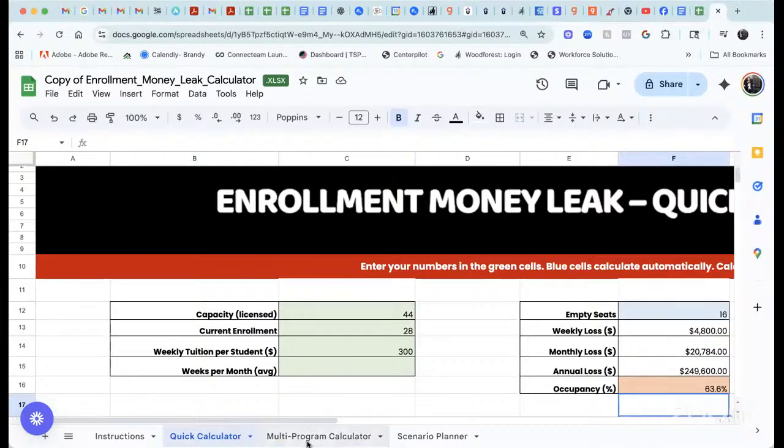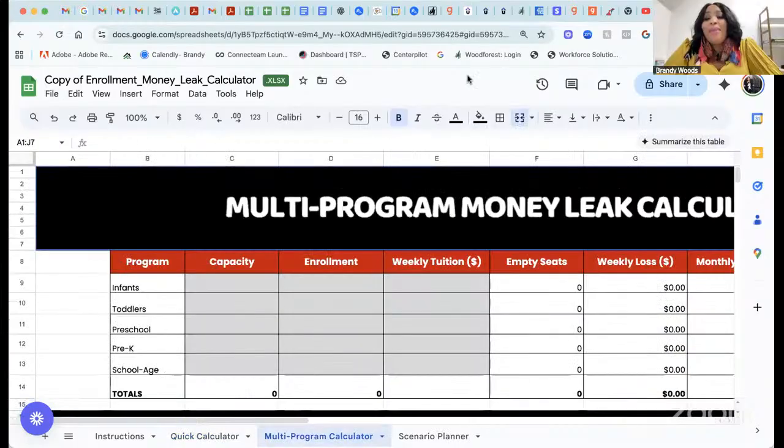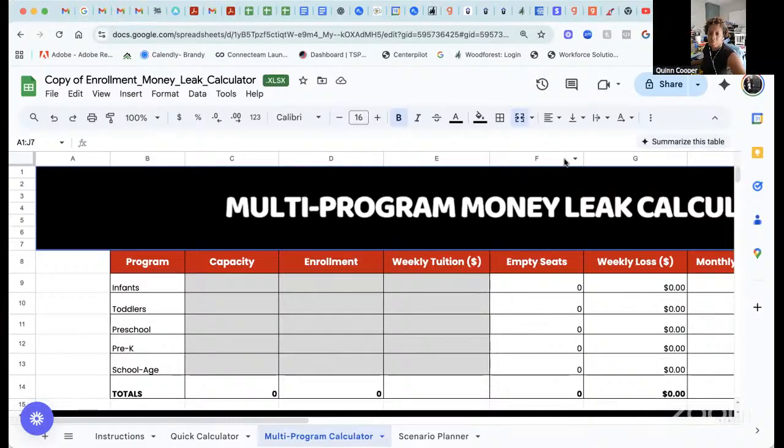Yes. This is needed. Okay, let me get another guinea pig and I'm going to show you how to do the multi-program one. Anybody else want to join in with me? All right, Nicole, we'll see you in a second. Anybody else want to join in that has a center, you have students? I have a center. I have students. Hey, Quinn. Hey, boss lady.